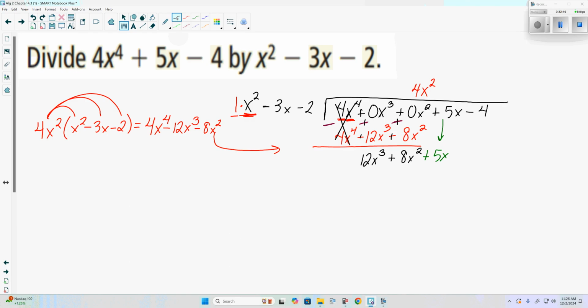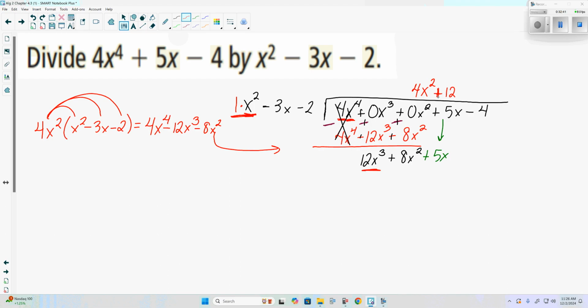Questions on this so far? Are you ready for the next part? Okay, we're going to do this again. We need to see what times x squared will give us 12x cubed. What times our 1 gives us 12? 12. And it would be positive, so we can say plus 12.